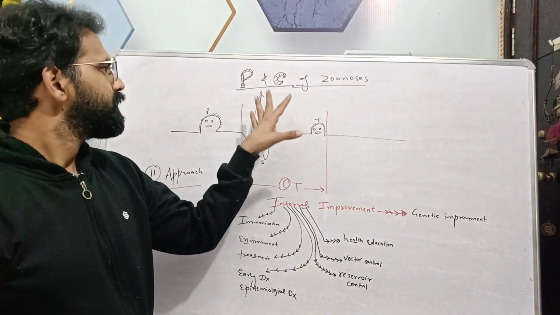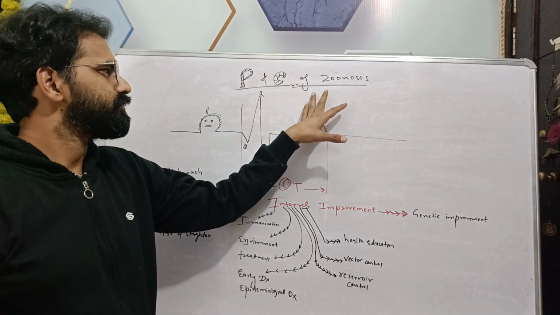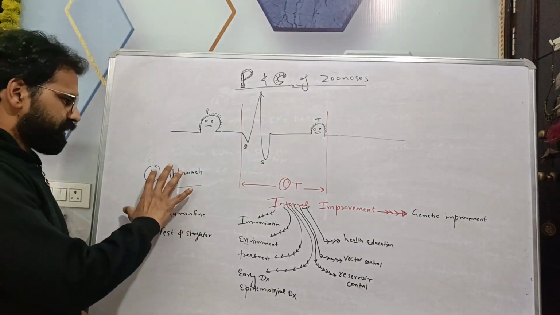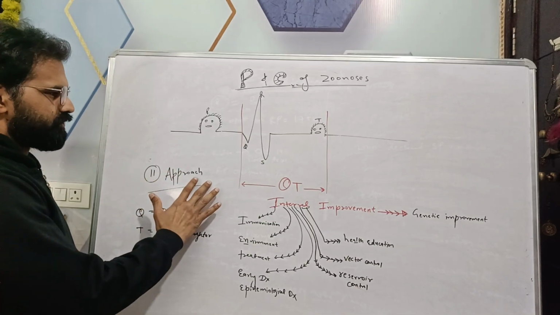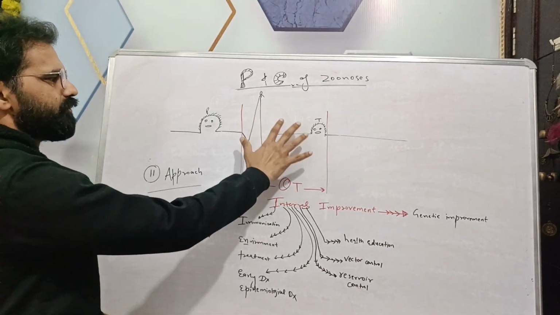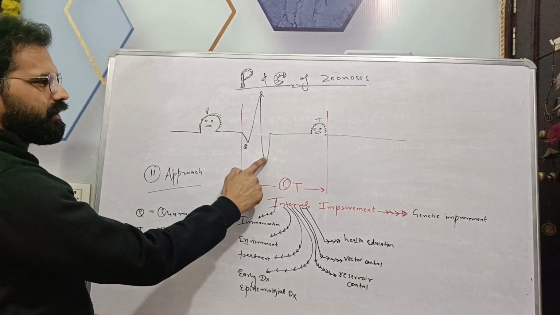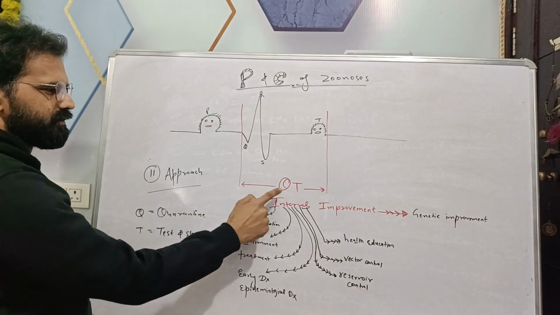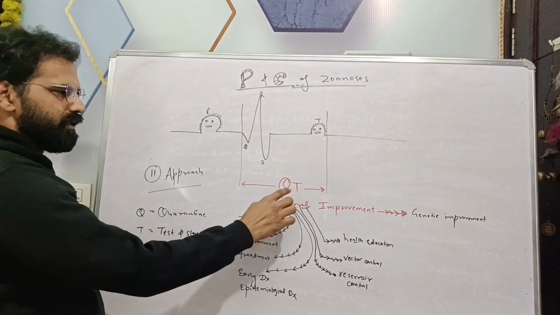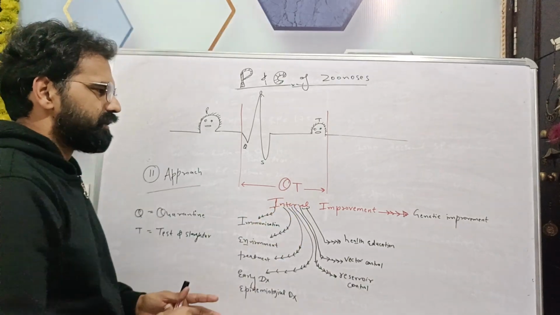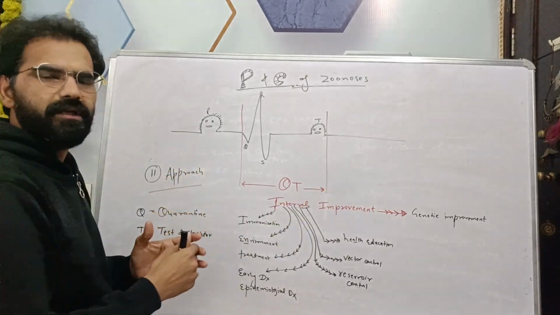Next topic is PNC of zoonosis, that is prevention and control of zoonosis. There are 11 approaches, and you can remember these with a mnemonic from your ECG pattern, that is P, Q, R, S and T. There is a QT interval in the ECG pattern, and there are many drugs which cause prolongation of the QT interval.